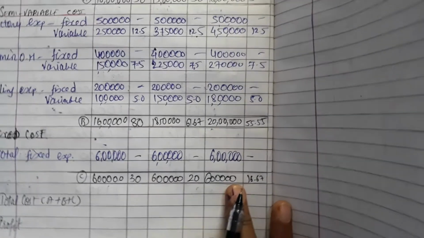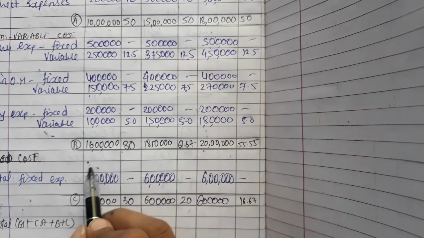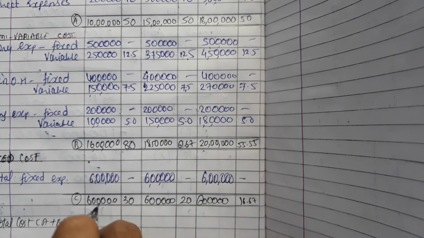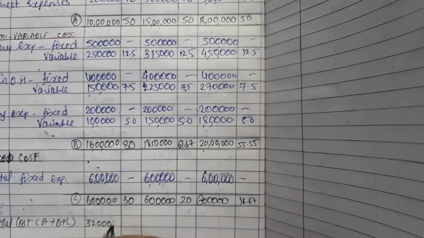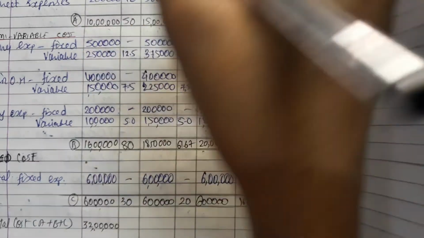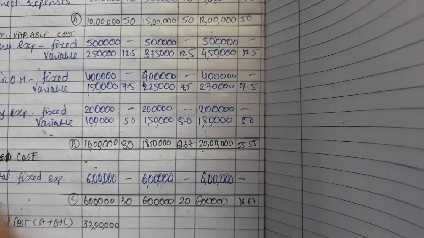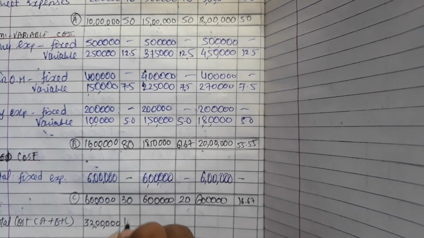Now total cost, A plus B plus C. So 10 lakhs plus 16 lakhs plus 6 lakhs. So that is 32 lakhs. 32 lakhs divided by 20,000. So that is rupees 160.